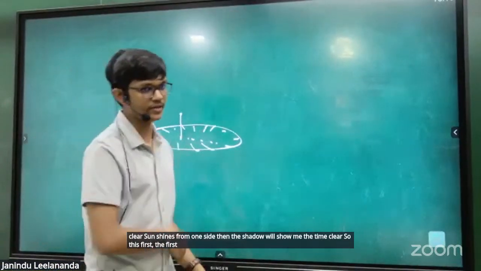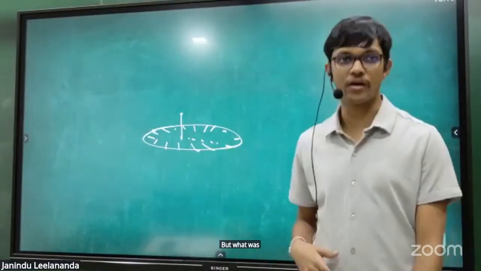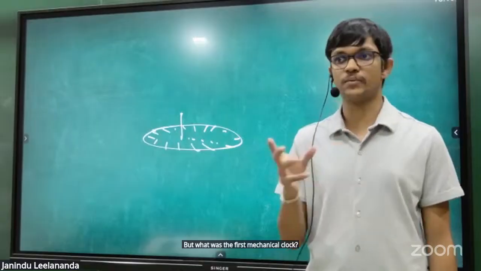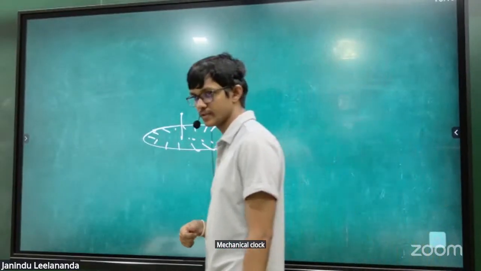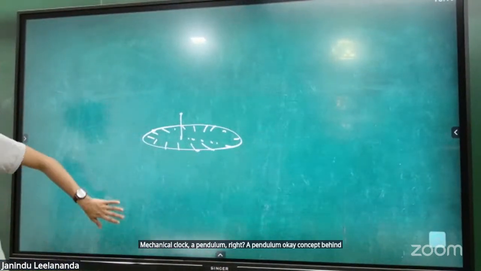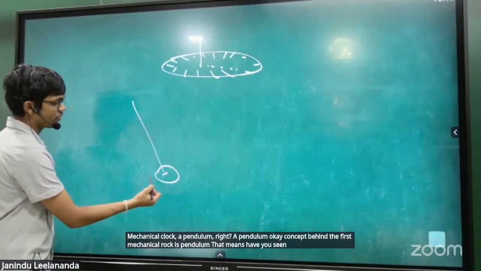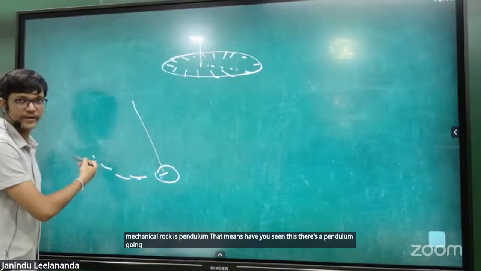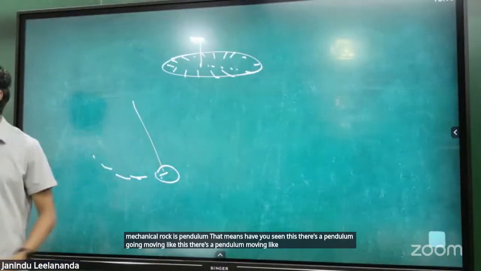Anyways, not significant. But what was the first mechanical clock? What was the concept behind the first mechanical clock? A pendulum, right? The concept behind the first mechanical clock is the pendulum. Have you seen this? There's a pendulum moving like this in a mechanical clock.